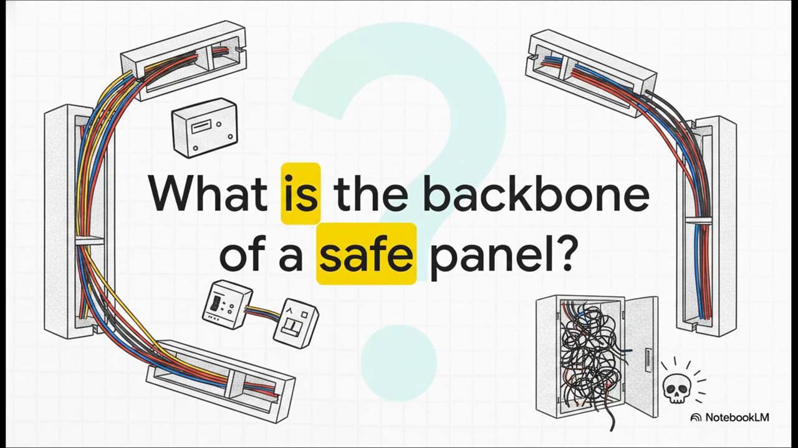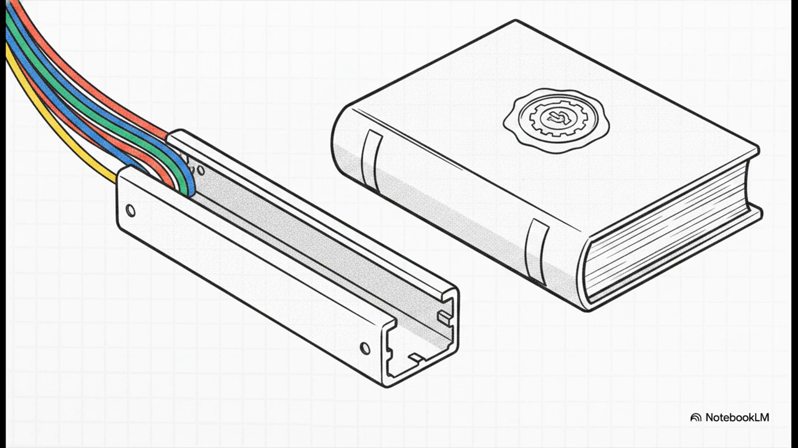Think about it. When you open a control panel, what's the actual backbone that keeps it safe and serviceable? It's super easy to assume it's the high-end PLCs or those heavy-duty contactors. But look, without a structured way to route, separate, and protect those connections, you don't have a system, you have a rat's nest. And a messy panel isn't just an eyesore, it's a massive liability. Okay, let's dive into this.